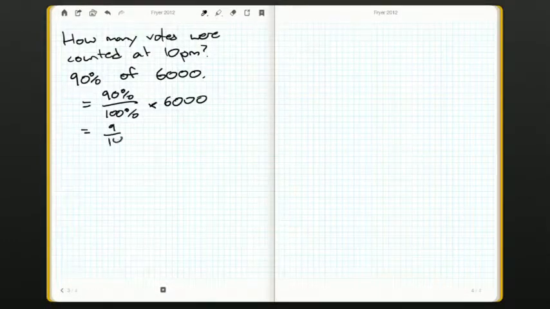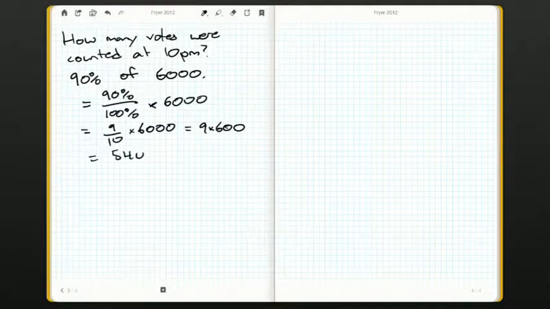So that should be 9 out of 10 times 6,000, because the percentages cancel out. And 90 over 100 is the same as 9 over 10. 9 times 600. And we get 5,400. Okay, so that's how many votes were counted at 10 p.m.